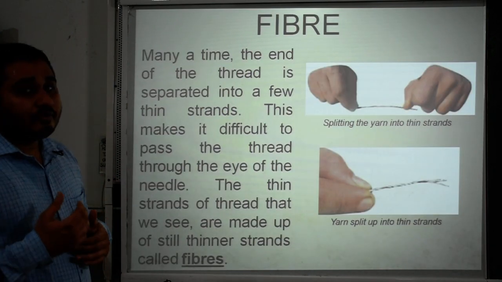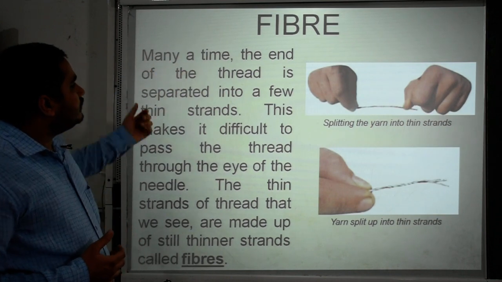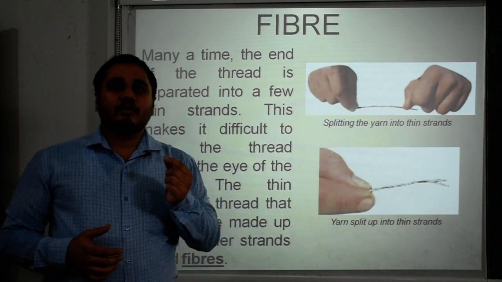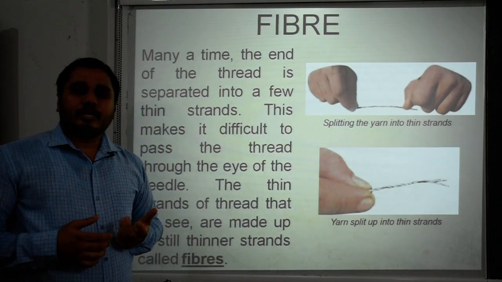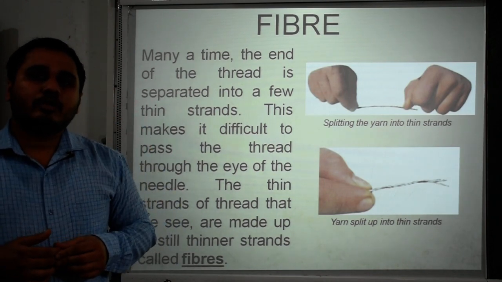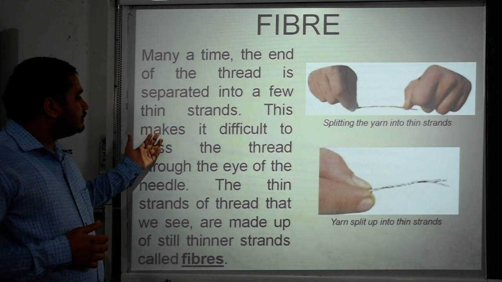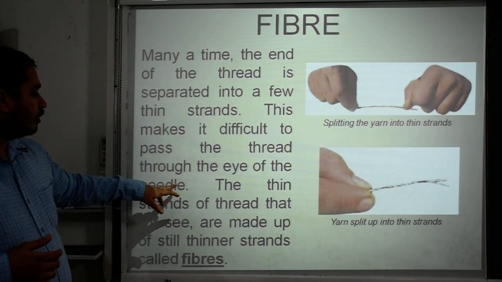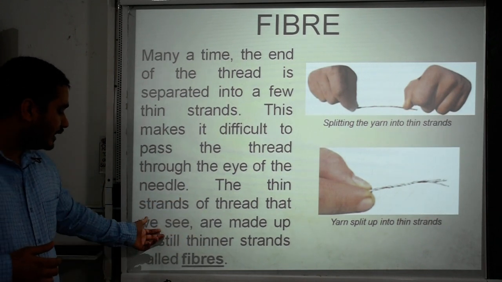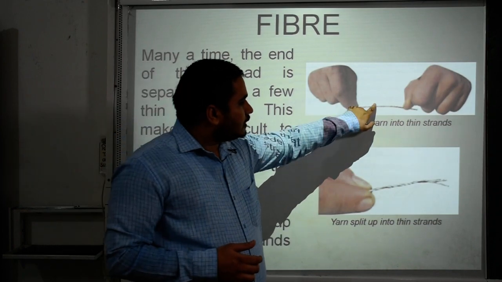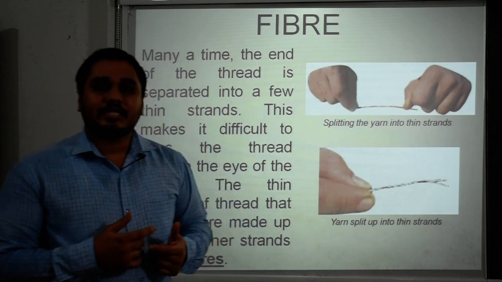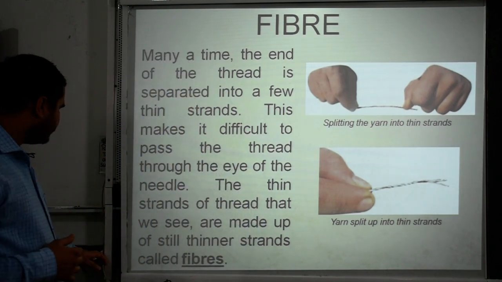That is fibre, how it is developed. Many a time the end of the thread is separated into a few thin strands. If you take a thin piece of a strand from a fabric, you will see it separate into small tiny strands. This makes it difficult to pass the thread through the eye of a needle. The thin strands of the thread that we see are made up of still thinner strands called fibres. This picture is a normal strand and it is again split into 3 or 4 strands.